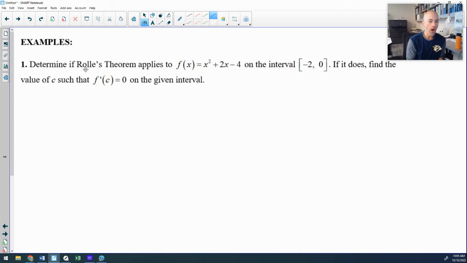All right, so determine if Rolle's theorem applies to this function. In order for Rolle's theorem to apply, the function must be continuous and differentiable, and we have a quadratic. That is a polynomial. All polynomials are always continuous and differentiable. We also need f of a to equal f of b. Now, we know that parabolas are continuous and differentiable. However, I want to state that. So f is continuous and differentiable for all real numbers.